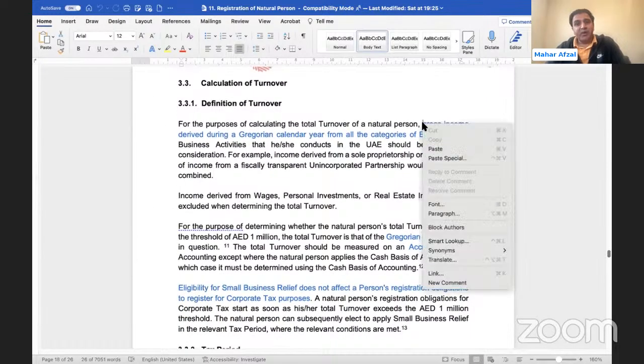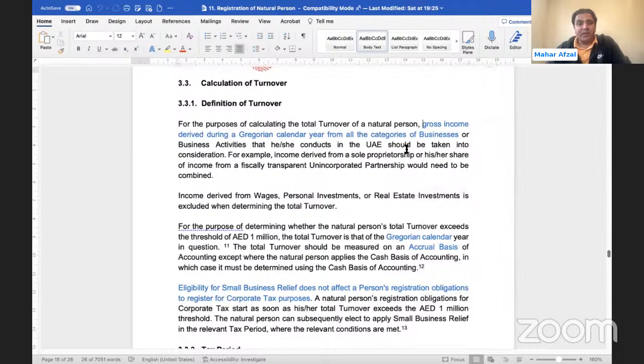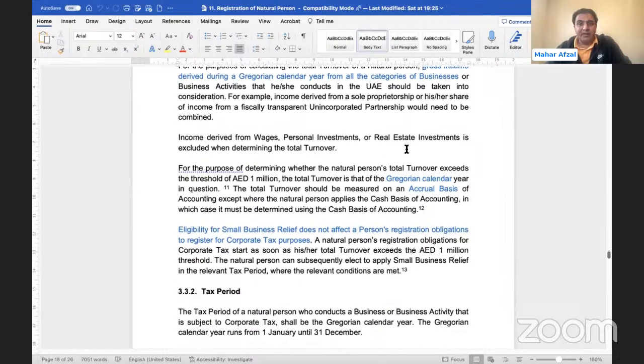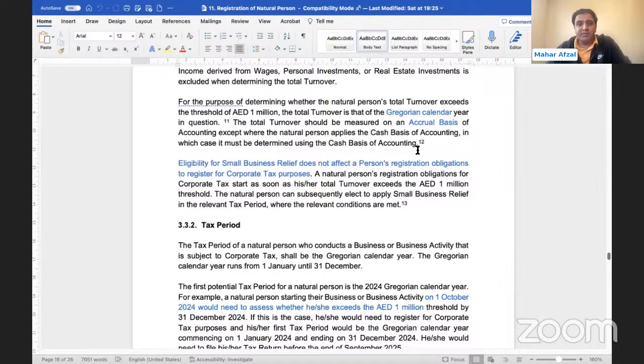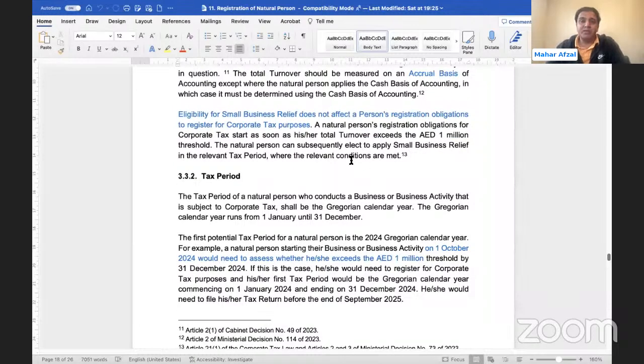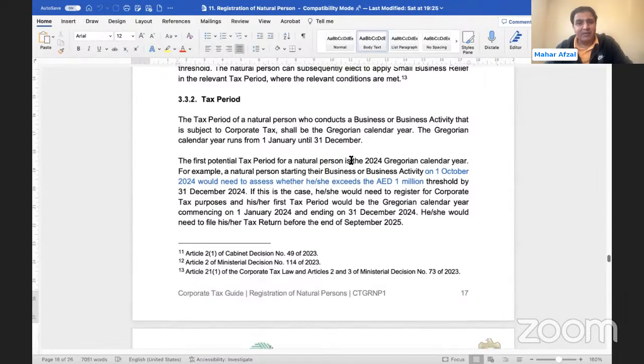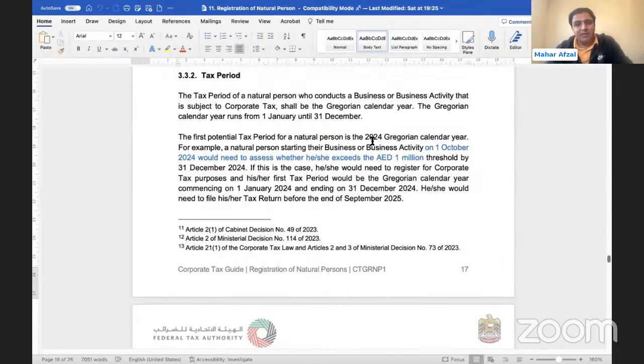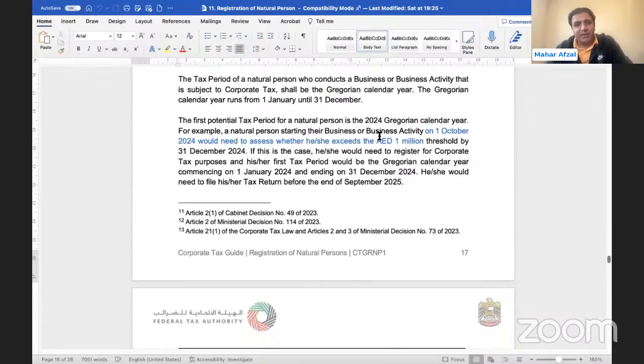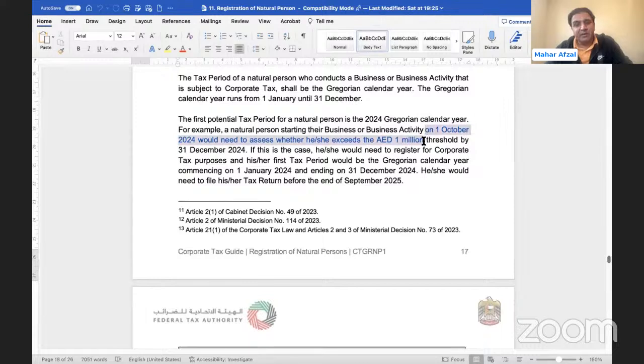Definition of turnover: we've already discussed it as gross turnover without deducting any cost in a Gregorian calendar year. On an accrual basis; the cash basis we'll discuss as well. Eligibility for small business relief doesn't affect a natural person who is not liable to register. They need to get themselves registered. The tax period for a natural person is 1st January till 31st December. If they start the business during the year and cross the threshold during the year, they will be liable to corporate tax. It doesn't matter whether you cross the threshold in one month or multiple months.